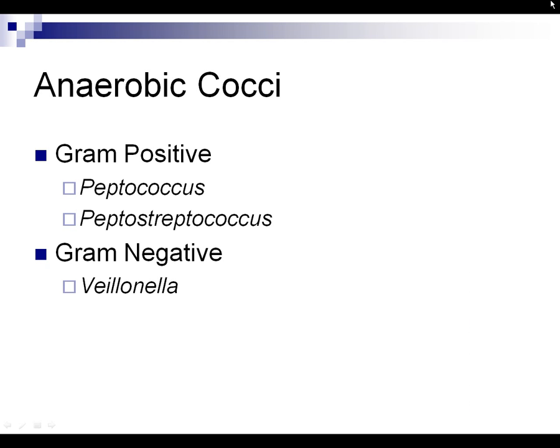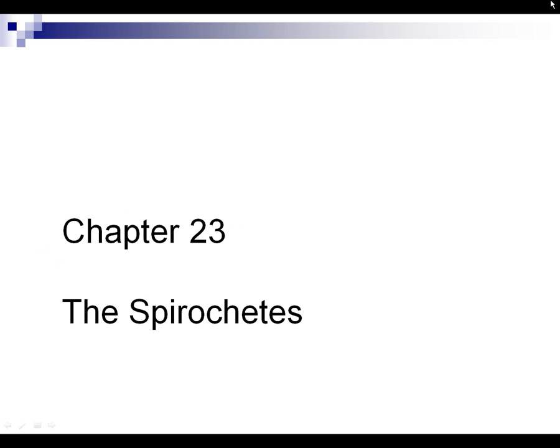Your anaerobic cocci, we've got a gram-positive cocci, Peptococcus and Peptostreptococcus. So those should be pretty easy to remember. They're pretty similar in names to Streptococcus. And then your oddball is going to be your gram-negative cocci Veillonella. All right.